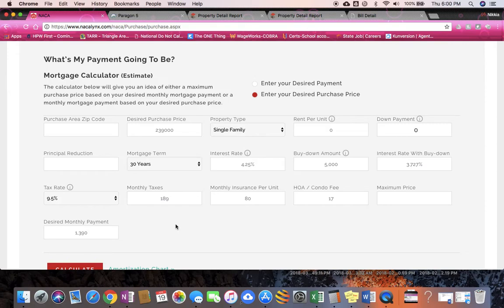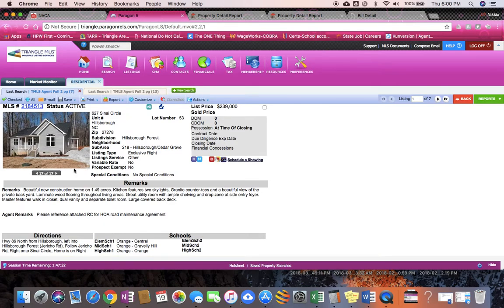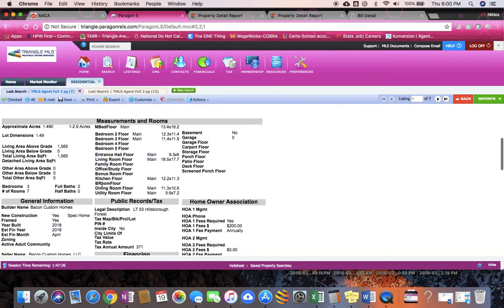There are no city taxes. This is county only taxes. And this brings you in at $13.90 if you buy down your rate with putting $5,000 down on the table. Your interest rate will come to 3.727, and this could very well be a house that can work for you, especially if you wanted a single level home.